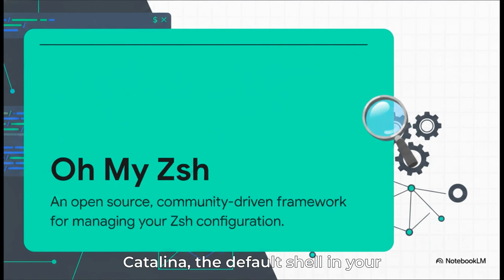So since macOS Catalina, the default shell in your terminal is ZSH, and hands down, the best way to unlock its power is with a free framework called Oh My Zsh. It's this amazing open source project that just makes ZSH instantly better, with a massive library of plugins, helpers, and themes. Honestly, it's the very first thing any serious engineer should install on a new Mac.